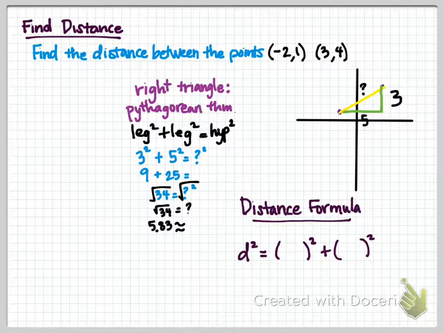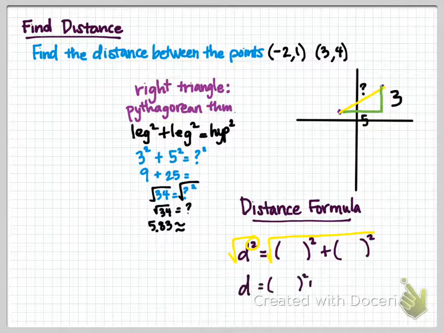looks very familiar, or at least it should. It's leg squared plus leg squared equals, that D stands for distance, so that would be the hypotenuse squared. So we want to get rid of that square, so we'd square root both sides. And so there's kind of the formula without the square root. And then we're going to put minuses in.